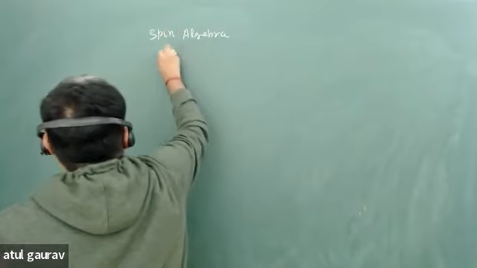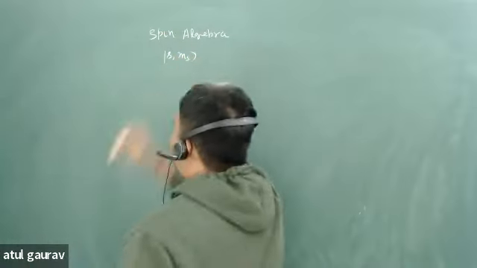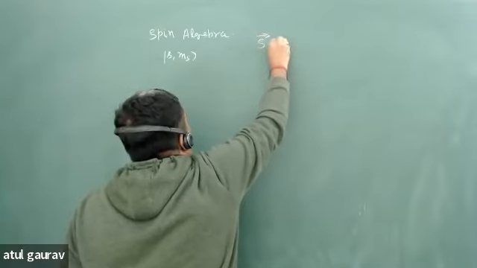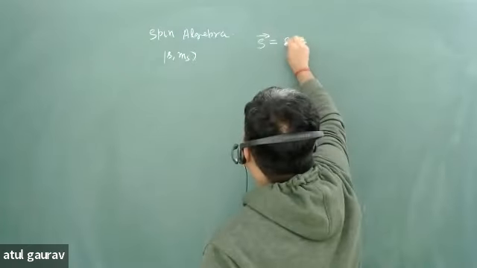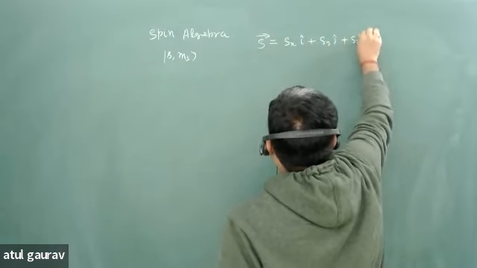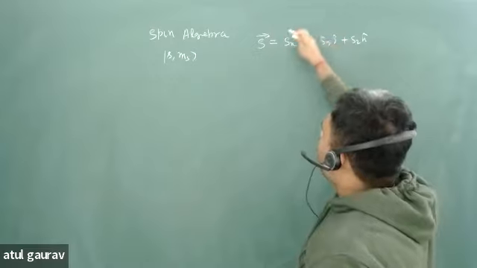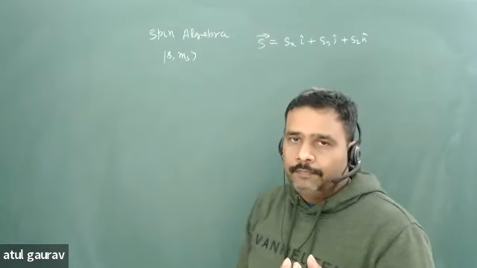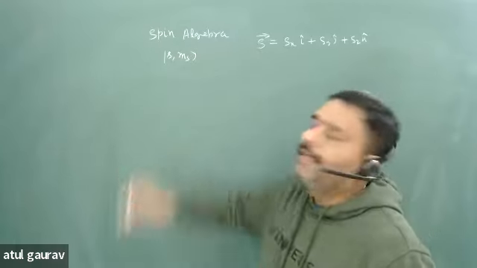So in spin algebra, we have one ket, that ket is |s, ms>. You can write a small s and ms. And S is your spin operator. This spin operator has three components: Sx i, Sy j plus Sz k. Sx, Sy and Sz are basically 2x2 matrices in a basis of s and ms.